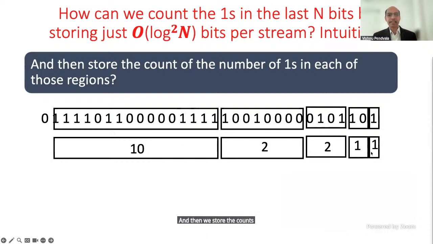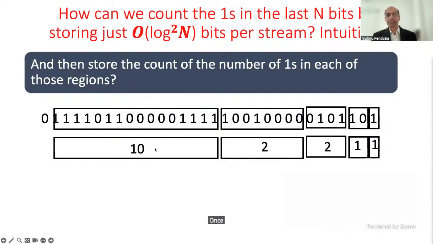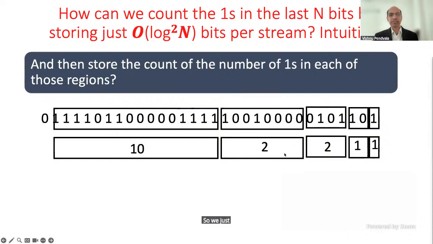So the first bucket has 1. We can allow 2 buckets of the same size, say, for instance. So 2 buckets of size 1, 2 buckets of size 2, and so on. The last bucket is already formed. The length is probably 16. This is 8, so this must be 16. So there are 10 bits which are set in the last bucket. So we just store the counts.